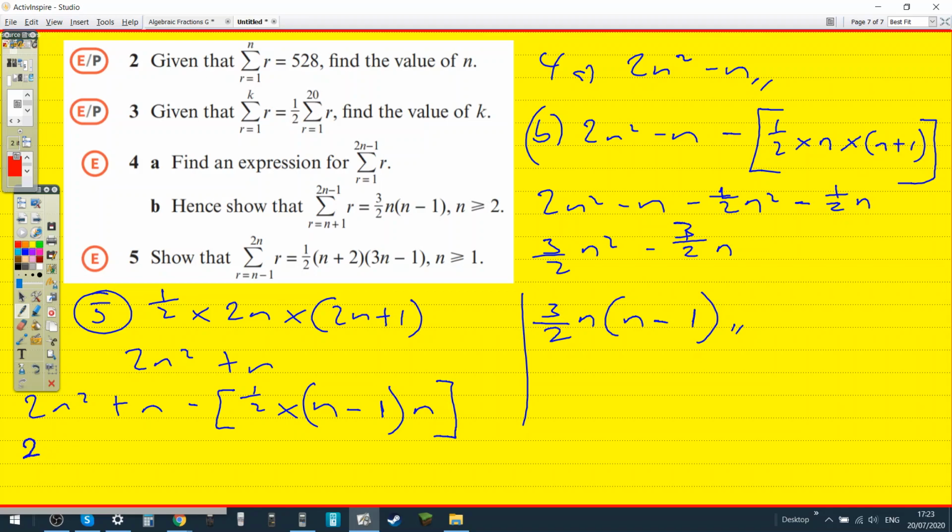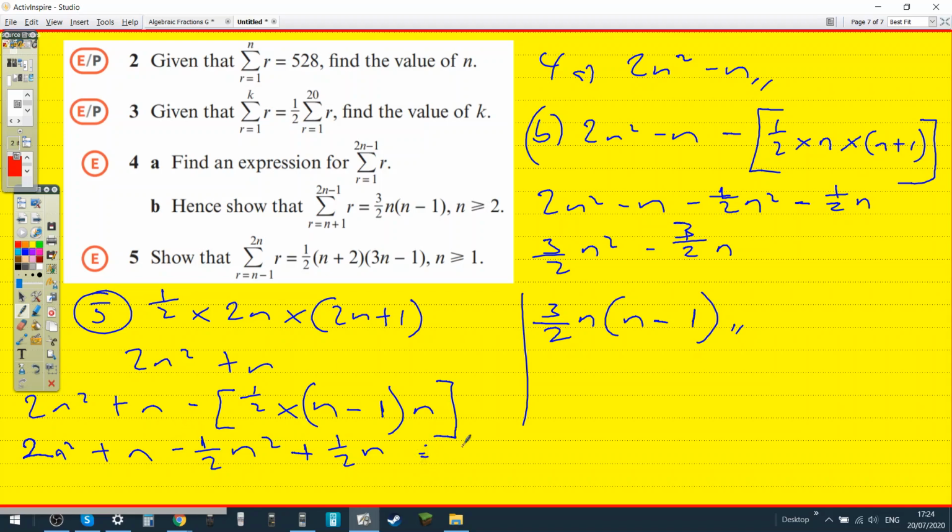2n squared plus n. This is going to give you n squared minus n over 2, minus half n. There's a minus half n as well. So I'm just going to say plus a half n. Why is it plus a half n? I'm just expanding the bracket in one go. So this was minus, so I'll put that as plus. Okay, so then that gives you 3 over 2n squared.